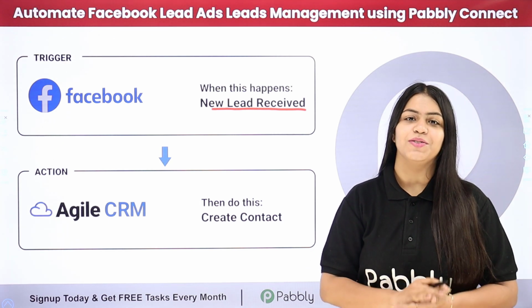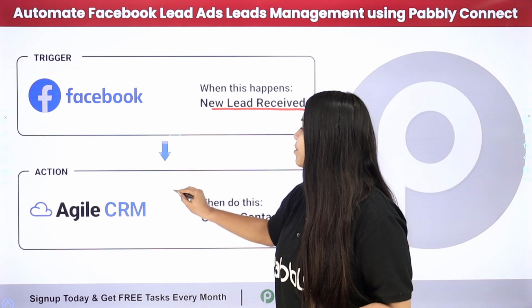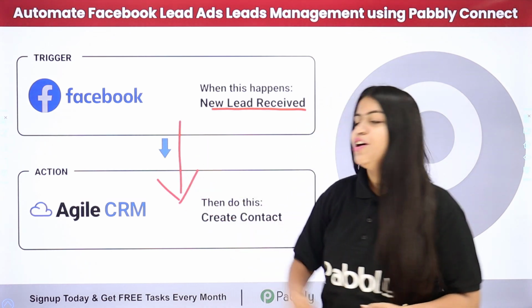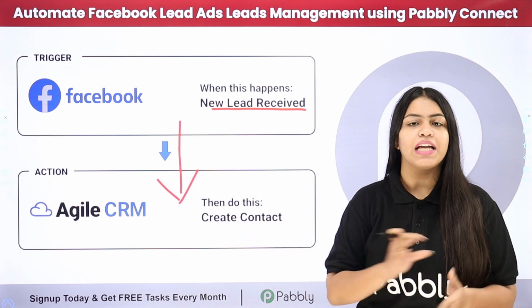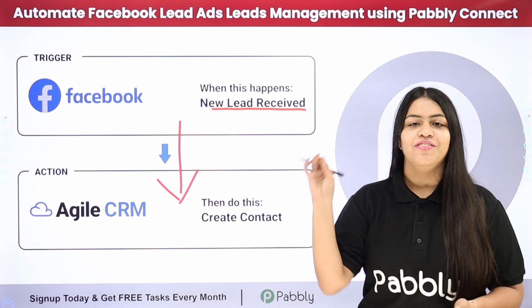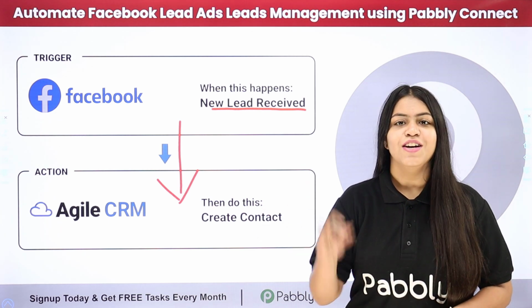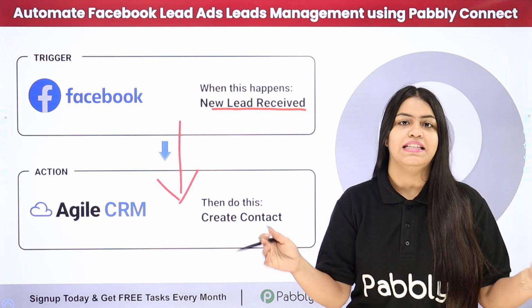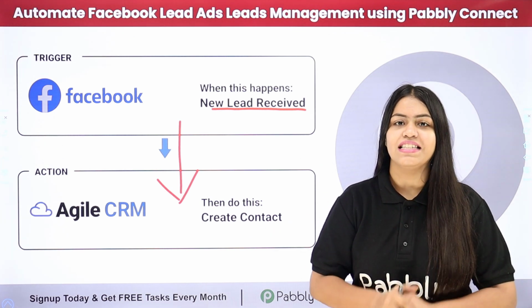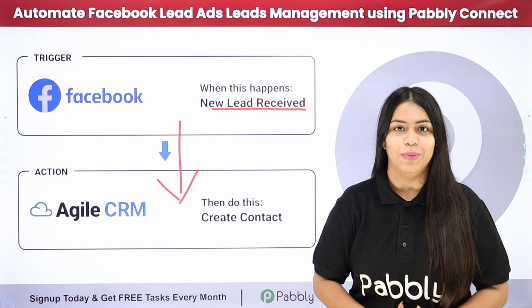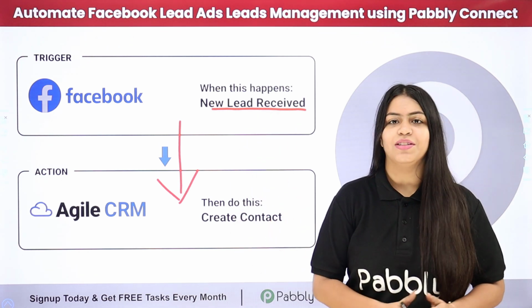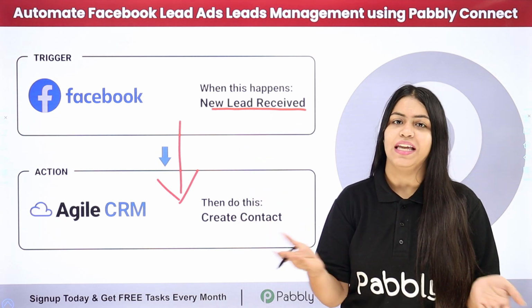So to do this, we are going to create a connection between Facebook lead ads and Agile CRM. To create this connection without knowing any programming or coding language, we are going to use Pabbly Connect. It is an amazing automation software. So over here, I'm using Agile CRM as an example. You can use any other CRM which you're using currently for your business. So I'm going to do all of this so that I can convert my leads into paying clients.